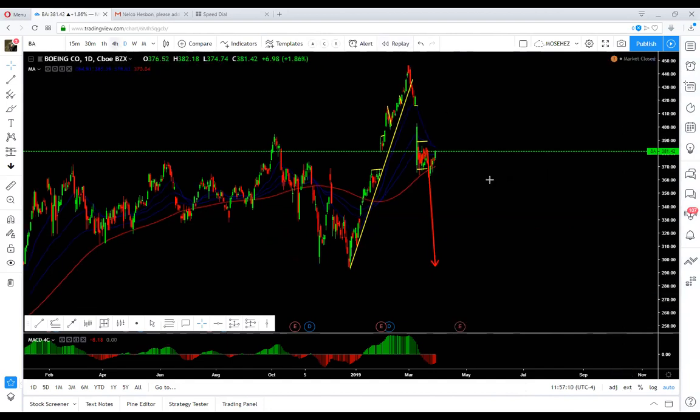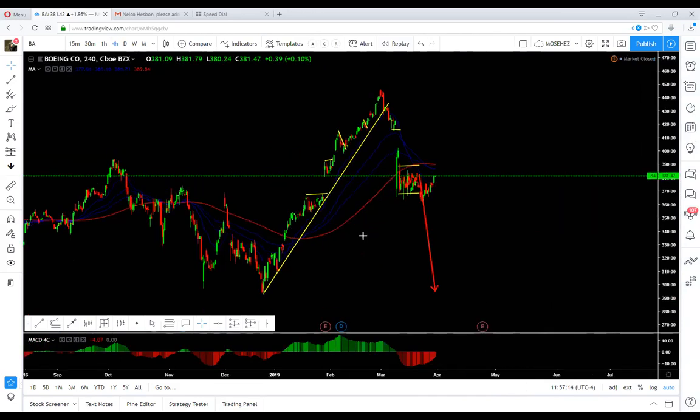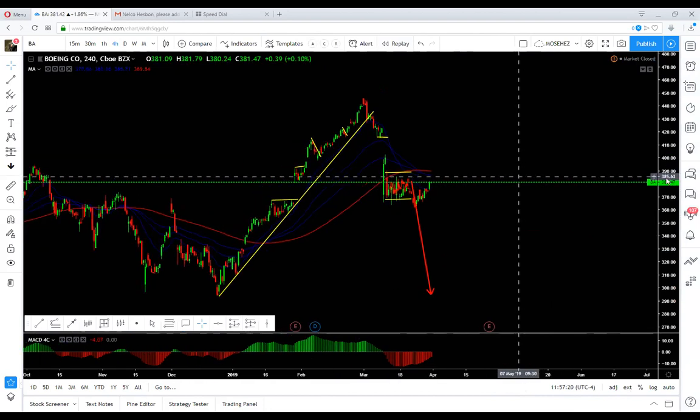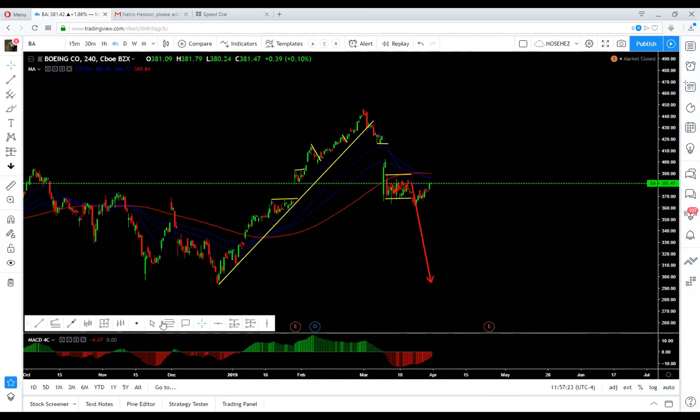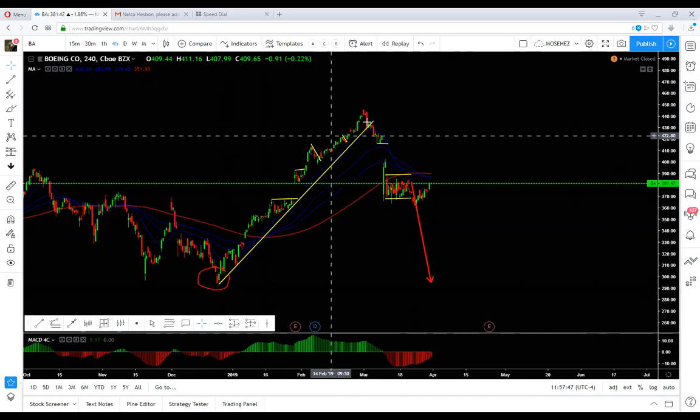This is another chart that I added to my watch list. I added this chart after the crash of the Boeing company. We can see the point where these companies' shares were at the beginning of the year. They were at around $300, around $293 per share, and it had been rising.